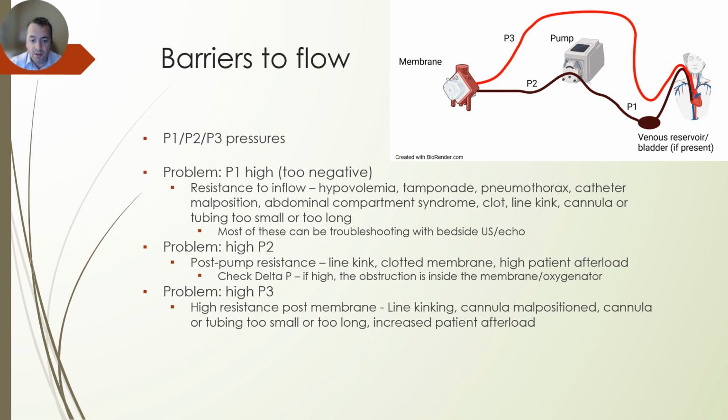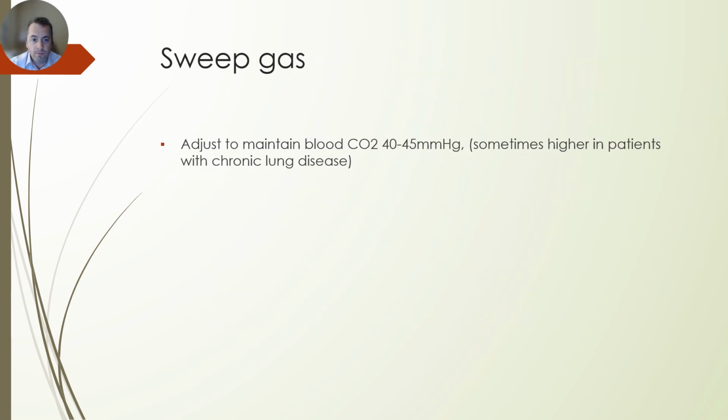Problem high P3: this is high resistance post-membrane, line kinking, catheter malpositioned, or increased patient afterload. Most commonly, the one you'll get called about is that P1. Sweep gases are generally adjusted to maintain blood CO2 in the 40s, sometimes higher, tolerated in patients with chronic lung disease.